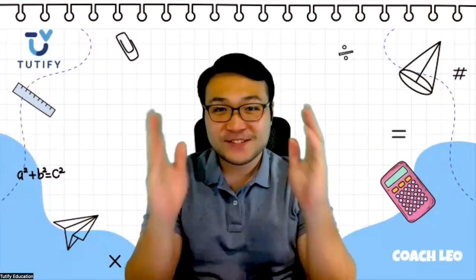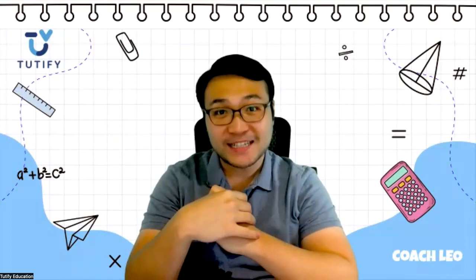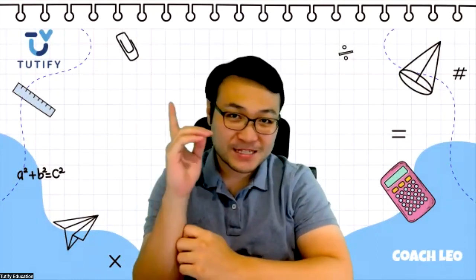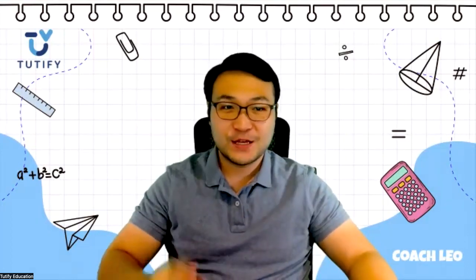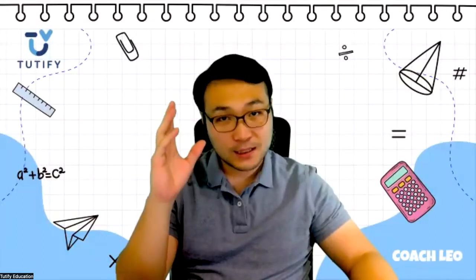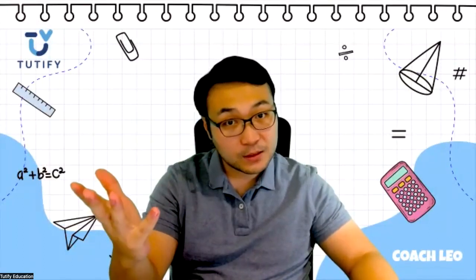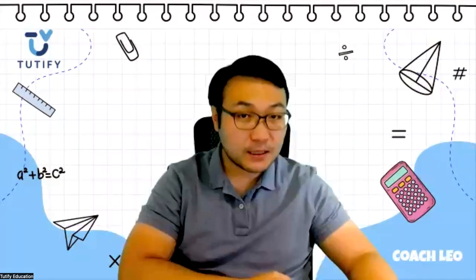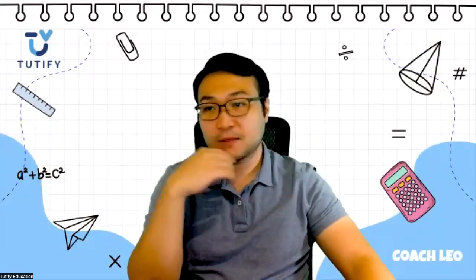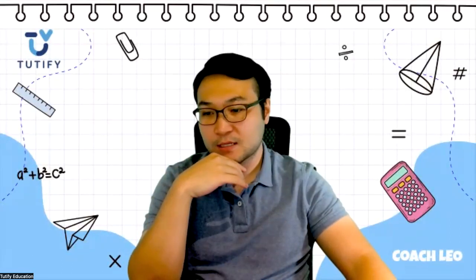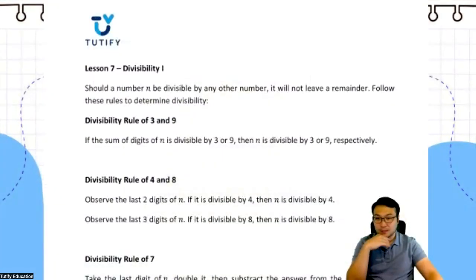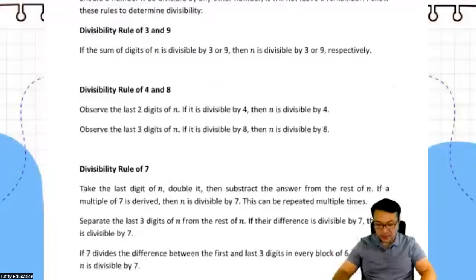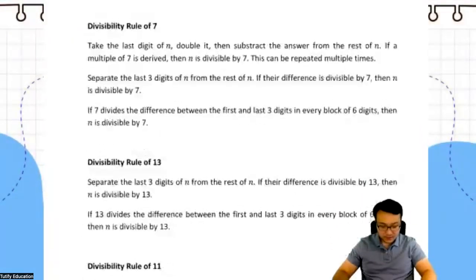Okay, students. So today we are doing divisibility. Now, as you know, there are certain rules that we can follow to determine whether certain numbers are divisible by another number. What are the key numbers that we have to take note of? Let's take a look. We have to take note of 3, 9, 4, 8, 7, 13, and 11.